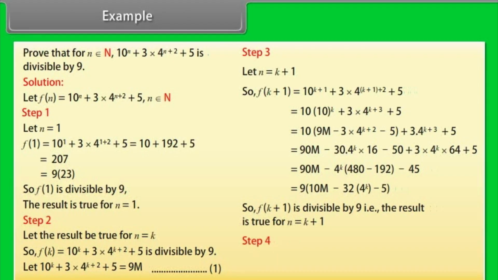Step 4. By principle of mathematical induction, 10^n + 3 × 4^(n+2) + 5 is divisible by 9 for n belongs to capital N.